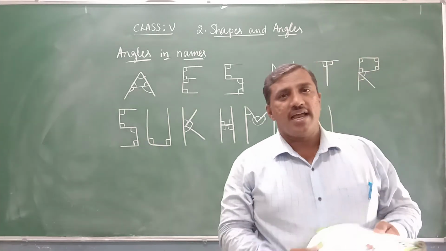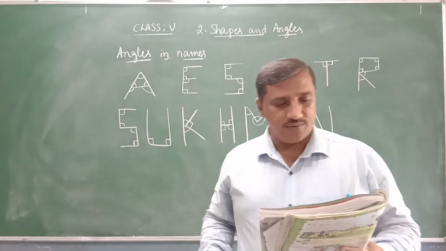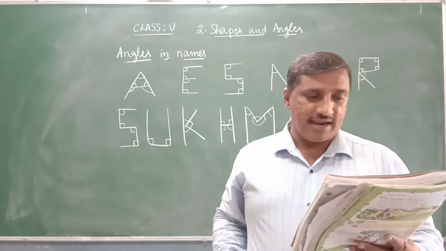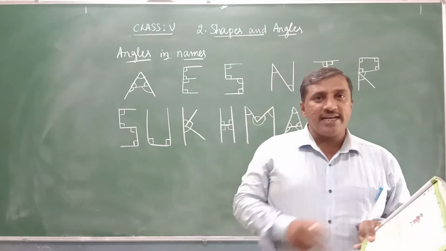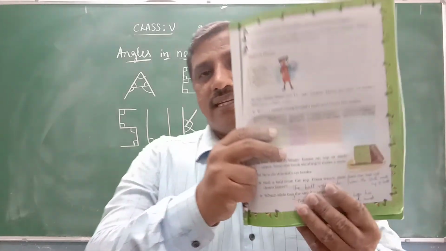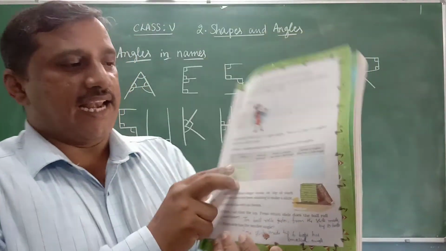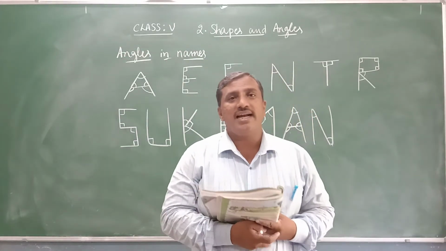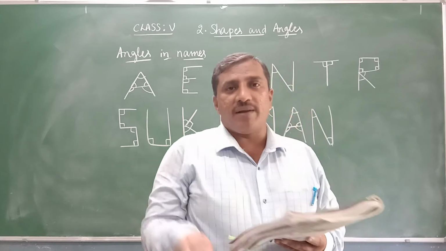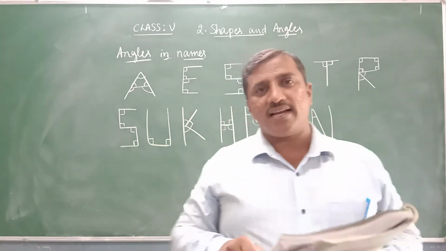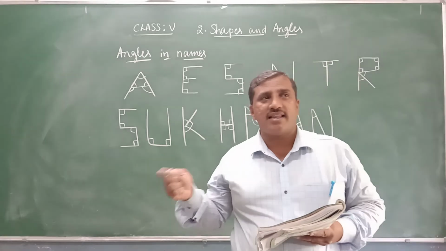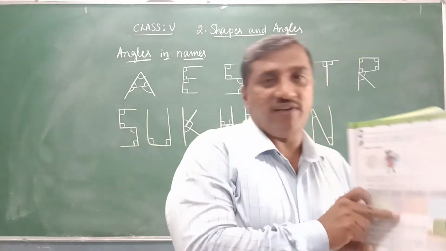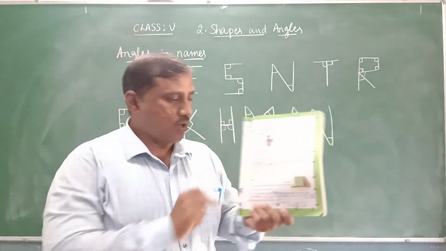Is it clear, children? Yes. Now we'll continue. Write 3 names using straight lines and count the angles. This is your work. So write any 3 names. See the table, this is the table you see here. Write any 3 names and mark the angles in the letters of these 3 names. From that, identify how many right angles there are, how many less than right angles, and how many more than right angles. Count all those and fill this table. Can you do this?